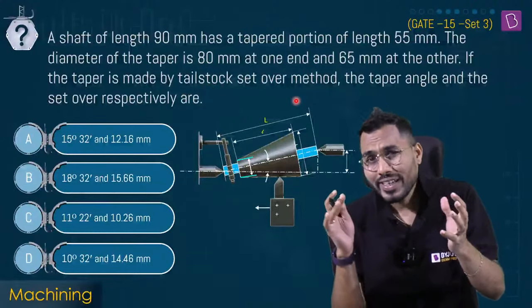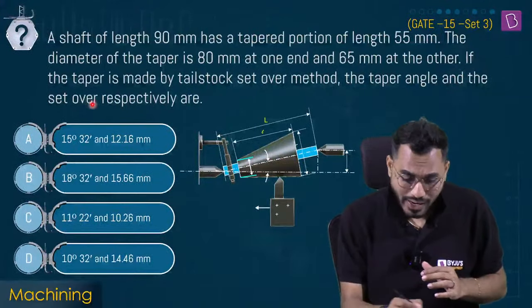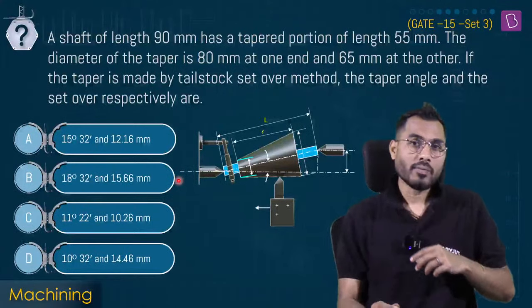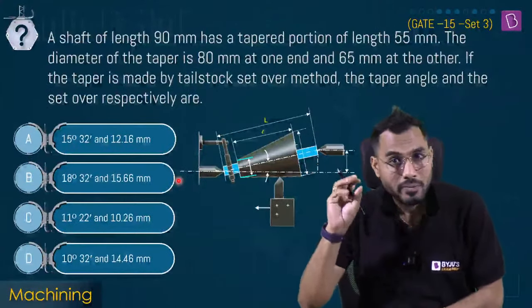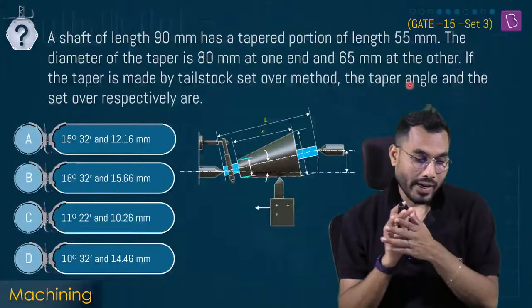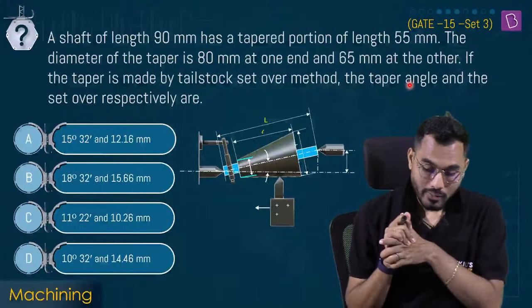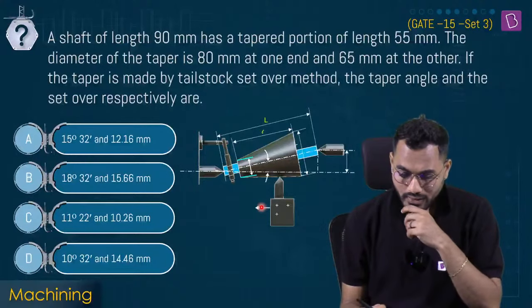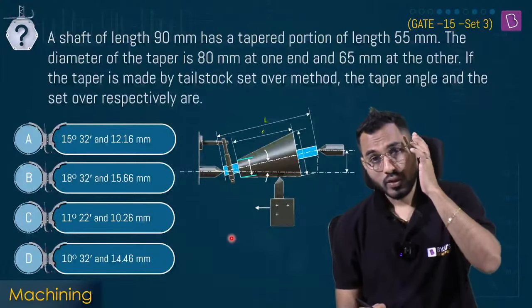By the tailstock set over method, the taper angle and the set over respectively are. So how much is the offset that we need to create, in millimeters, and we are also interested to calculate the taper angle. So can you calculate? The figure is in front of you.